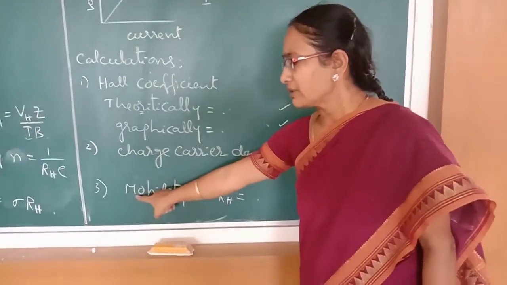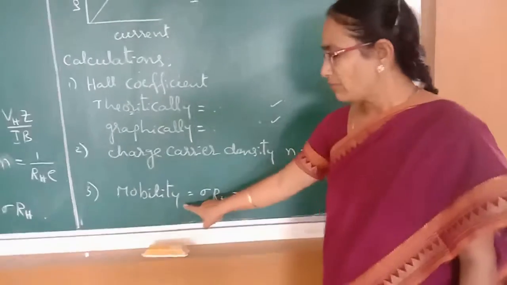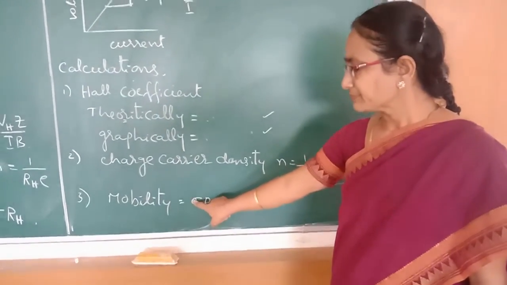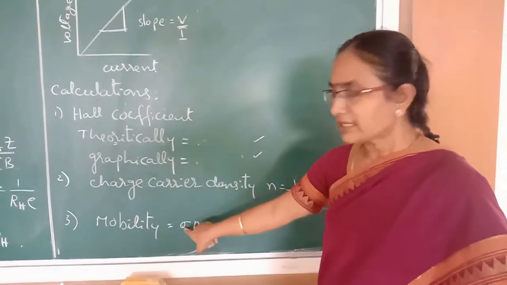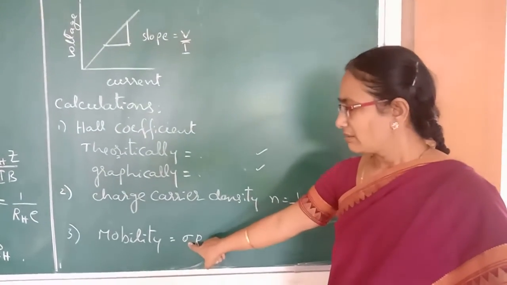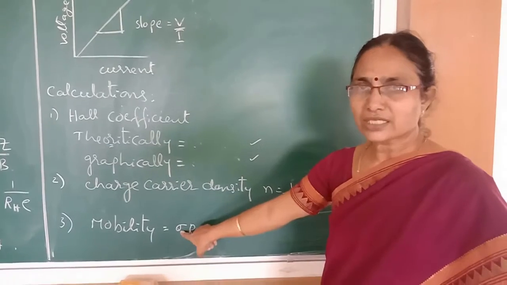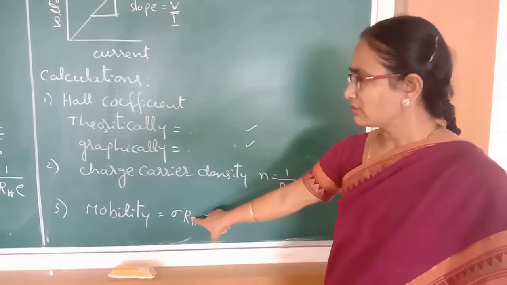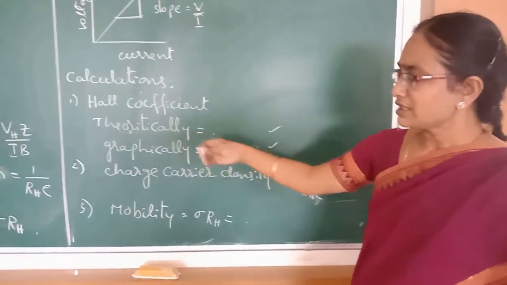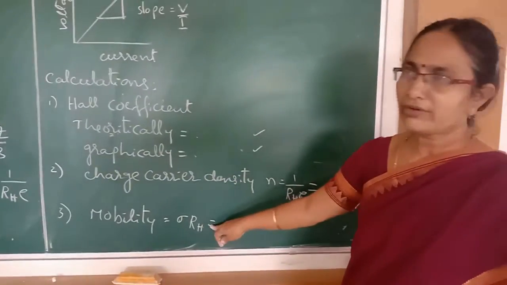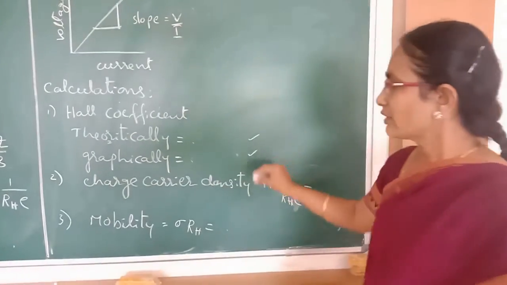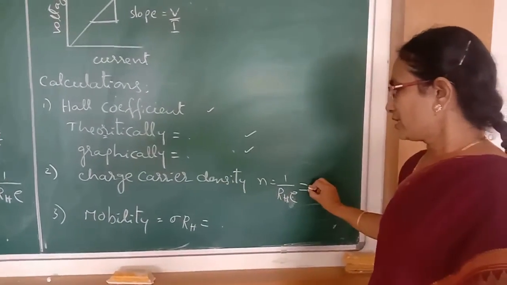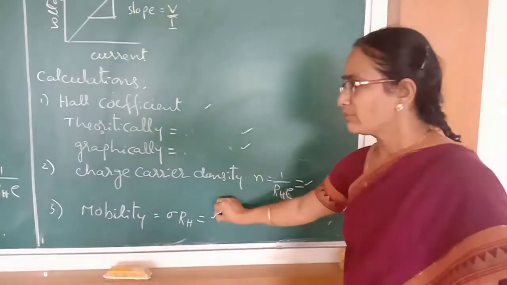And third, we are going to calculate mobility also. Mobility is equal to sigma RH, and sigma is the conductivity, which is given to us as a constant value 0.1, and RH is the Hall coefficient, which we substitute from the calculation that we have done. So in this way, we are going to calculate three values here. One is the Hall coefficient, second is the carrier density, third is mobility.